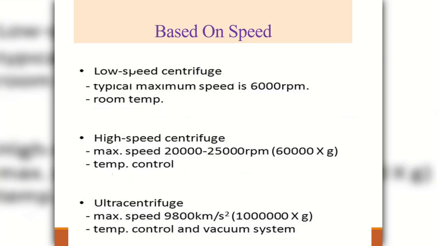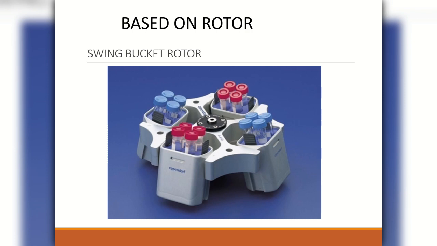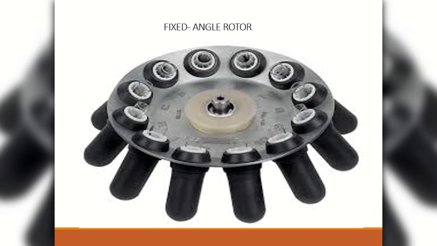Based on speed, the first type is the low speed centrifuge. Its typical maximum speed is 6000 rpm. It should be maintained at room temperature. The second one, high speed centrifuge, has a maximum speed of 20,000 to 25,000 rpm. It has temperature control. The third one is ultra centrifuge. It has a maximum speed of 9,800 kilometer per second, and it has temperature control and a vacuum system. Based on rotor, these are the swing bucket rotor, fixed angle rotor, and vertical rotor.